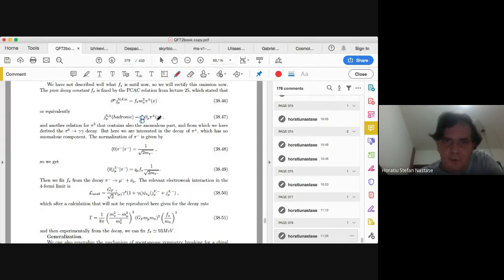J mu is proportional to pi mu from this relation. And if I put it in here, that means that there's a decay. This is an interaction vertex for the pion going to muon and antimuon neutrino.